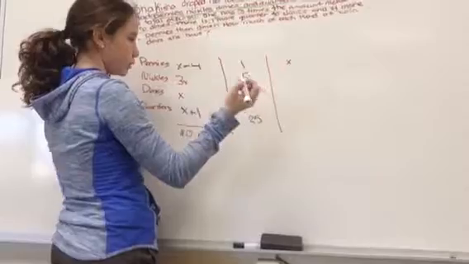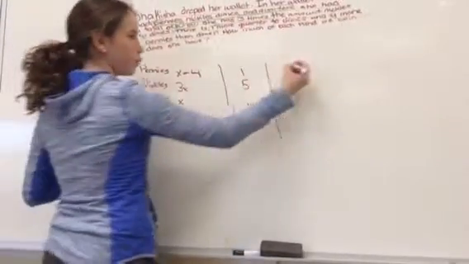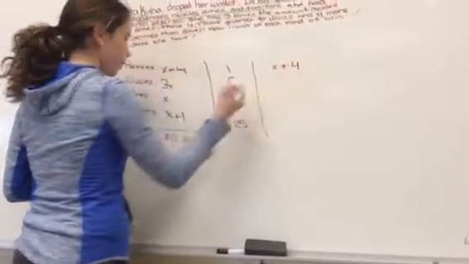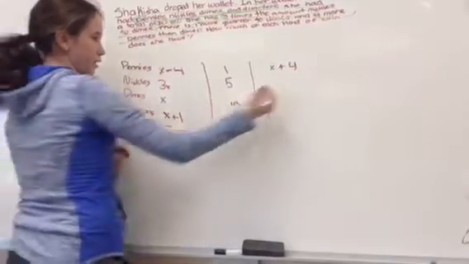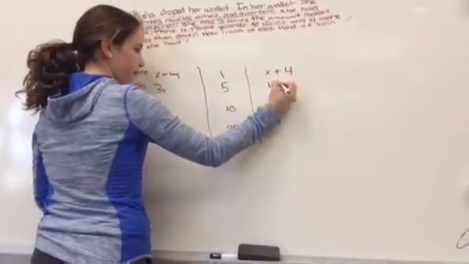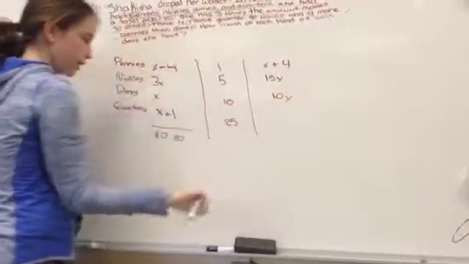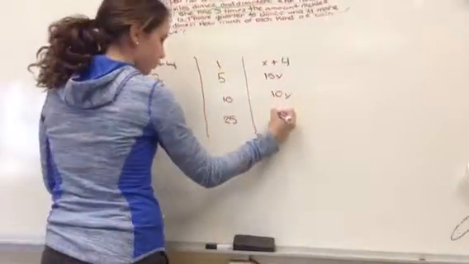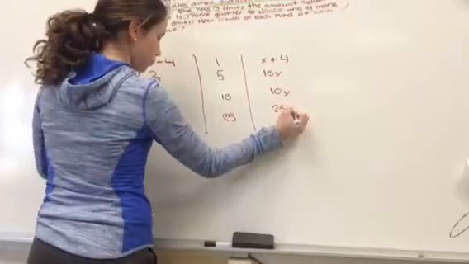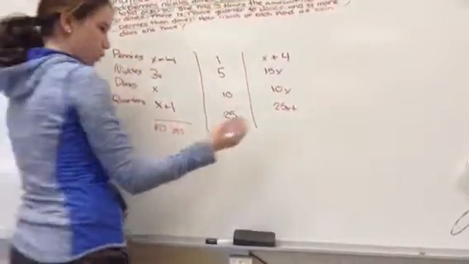1 times x is 1x, so just x, plus 1 times 4 is 4. 5 times 3x is 15x. 10 times x is 10x. And 25 times x is 25x, plus 25 times 1 is 25.